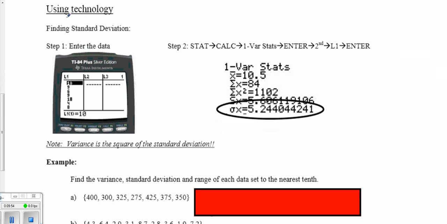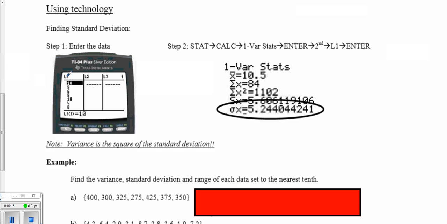Now we're going to look at using technology to figure this out for us. First off, I'm going to show you how to use it with the TI-84 Plus calculator. I will also show you on the next slide how to do it with a Casio FX-9750 calculator. So, finding the standard deviation. First you need to enter the data.